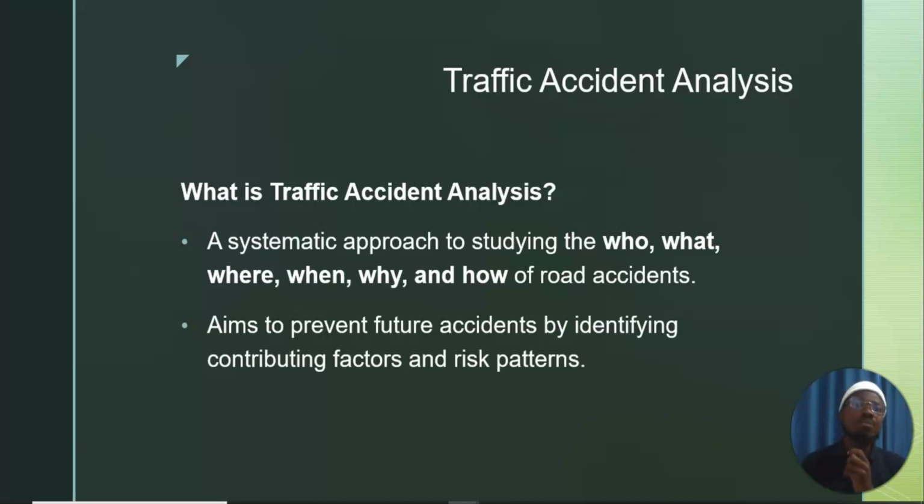So when some of this data has been collected, the next stage is to analyze it. And that is more of what this aspect is all about, the analysis of those data.